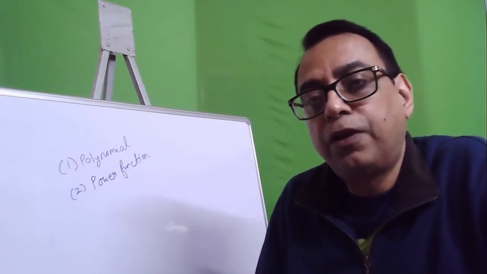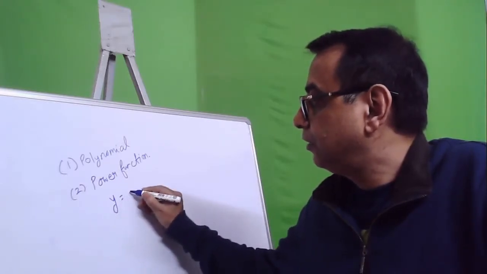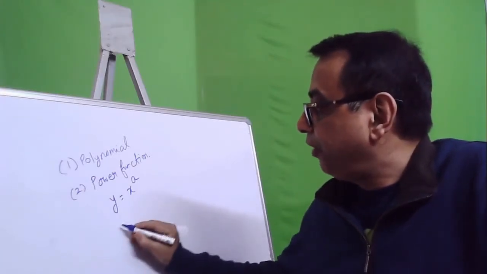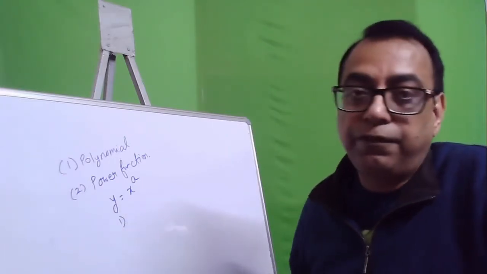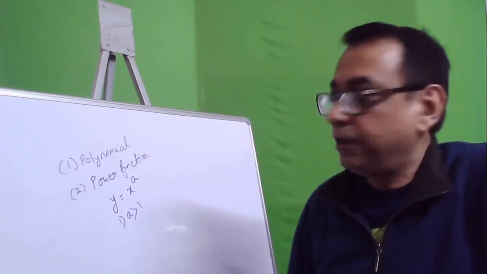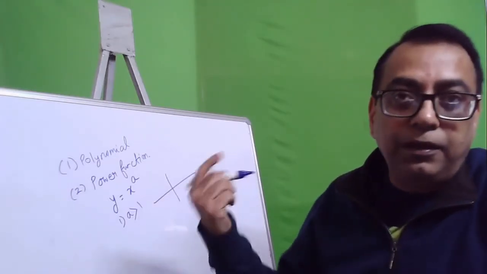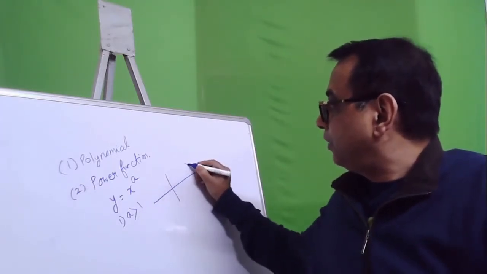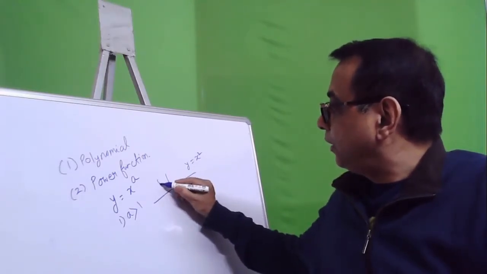The second type of function is the power function, where a function is represented as y is equal to x to the power a. Now this value of a can be different. Let's say the first kind of situation, a is greater than 1. Then the function will be like a polynomial function. So a greater than 1, for example y is equal to x square. Here a is 2. So it will be like this.